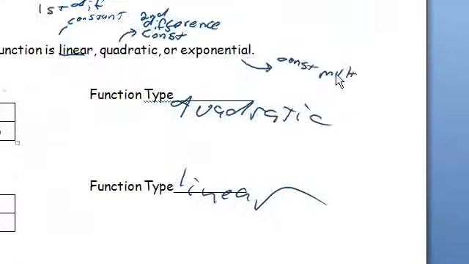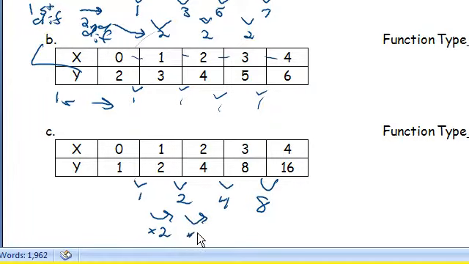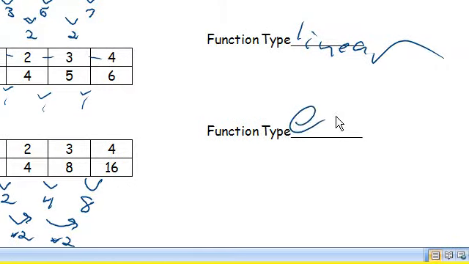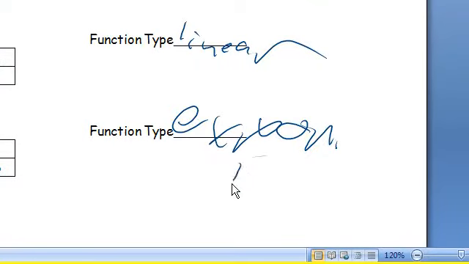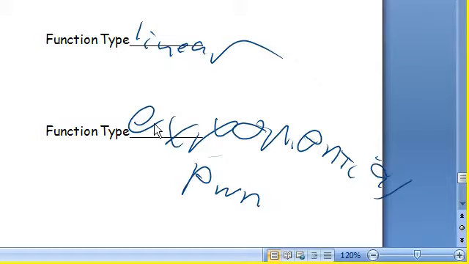All right, let's see what we mean when I say a constant multiplier here. Well, from 1 to 2 is 1. From 2 to 4 is 2. From 4 to 8 is 4. From 8 to 16 is 8. What did we multiply by each time? We didn't add, we multiplied times 2. Times 2, times 2. A constant multiplier. There's a multiplier, therefore it's exponential. Not ponential, exponential. That's funny.